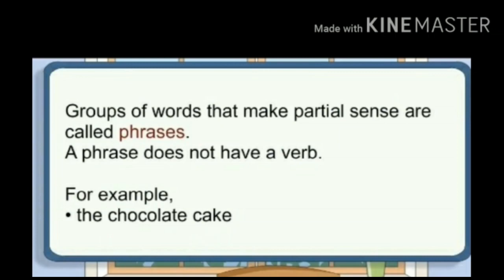So children, a group of words which has an incomplete sense and which does not have a verb is called a phrase. For example, the chocolate cake. This is a group of words which has some sense but not a complete sense, and it also does not have a verb in it.